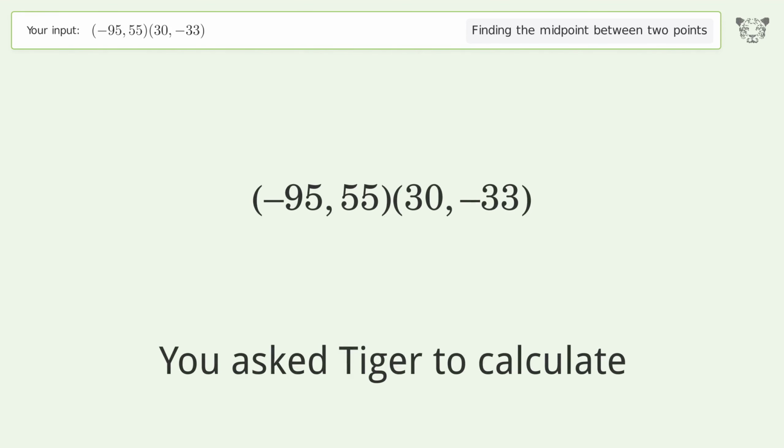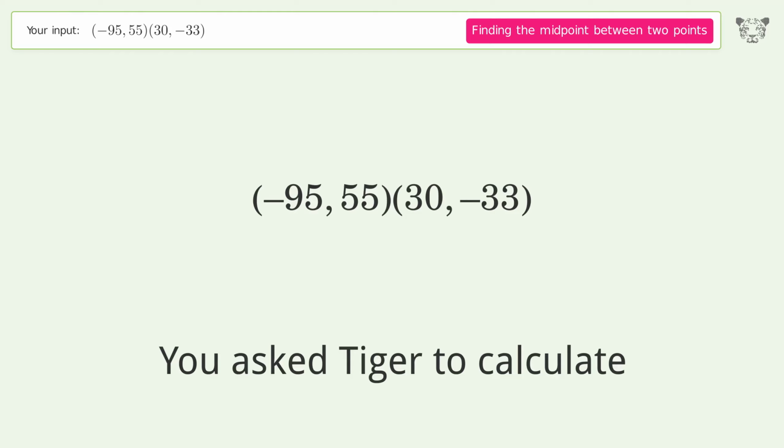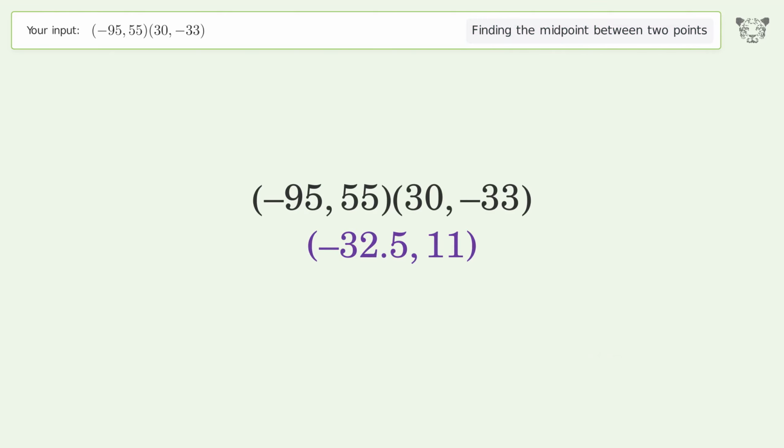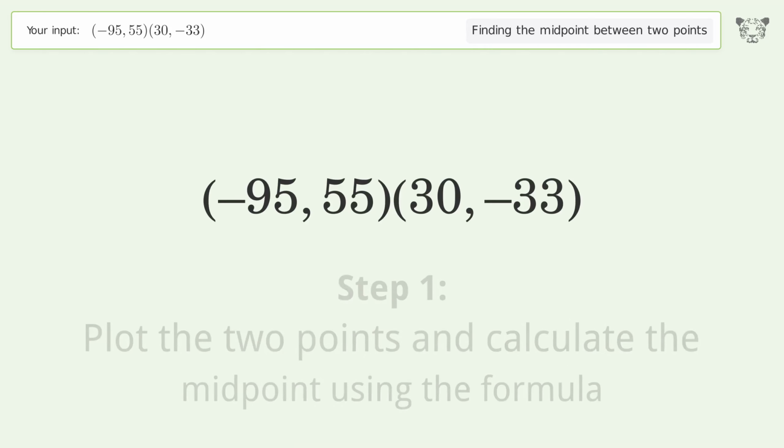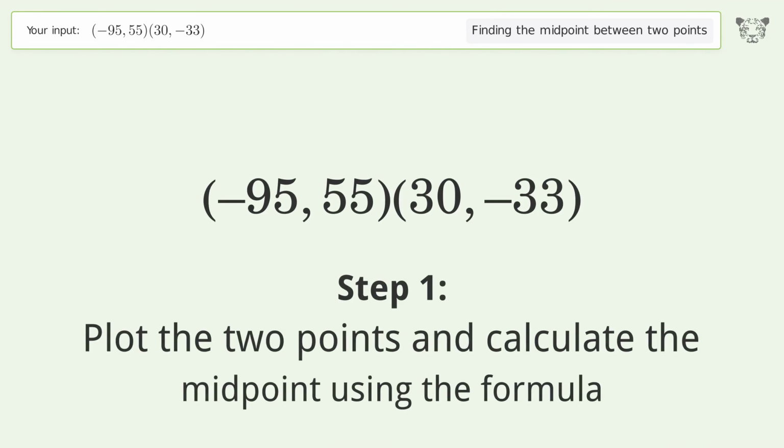You ask Tiger to calculate. This deals with finding the midpoint between 2 points. The midpoint between the 2 points is -32.511. Let's solve it step by step. Plot the 2 points and calculate the midpoint using the formula.